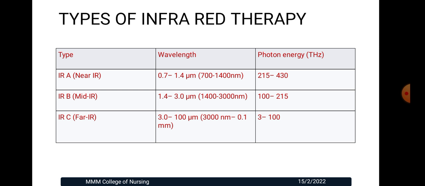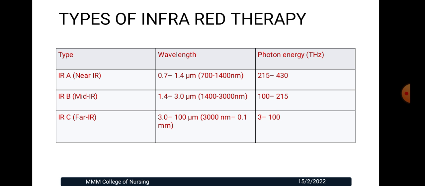Types of infrared therapy. Type, wavelength, photon energy. Infrared radiation A, near infrared radiation: the wavelength is 0.7 to 1.4 micrometer, that is 700 to 1400 nanometer. Photon energy is 215 to 430.